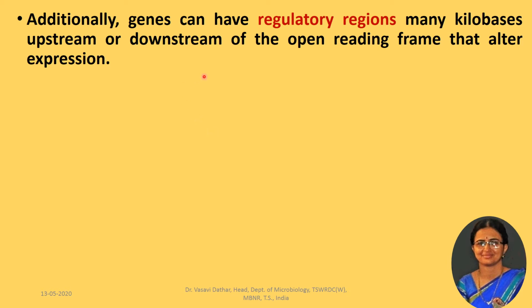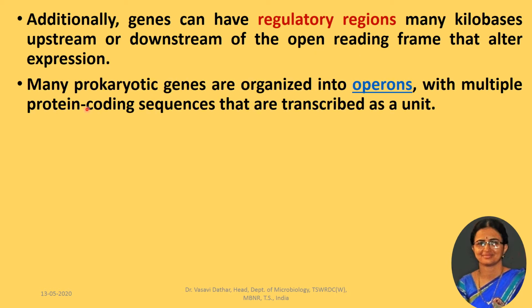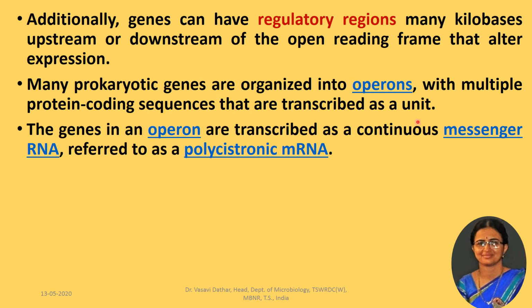The genes also have regulatory regions which are many kilobases upstream or downstream of the open reading frame that alter expression. An open reading frame is the area of the DNA which gives rise to a protein. Many prokaryotic genes are organized into structures called operons. These are with multiple protein coding sequences which are transcribed together as a unit. The genes in an operon are transcribed as a continuous messenger RNA. This is referred to as polycistronic mRNA.